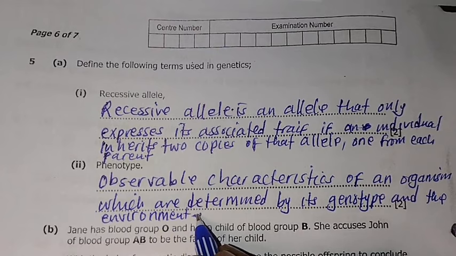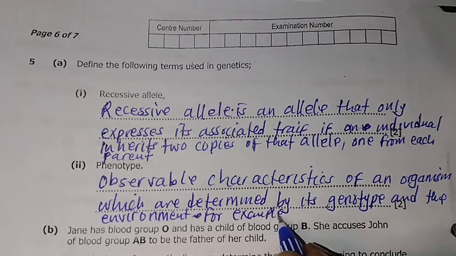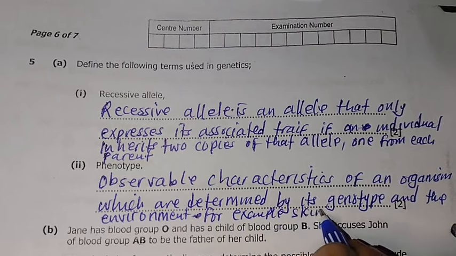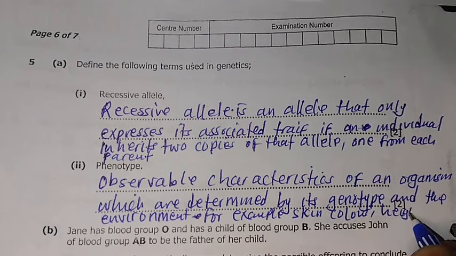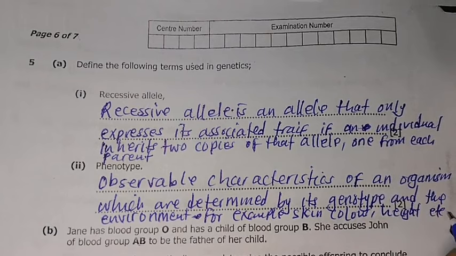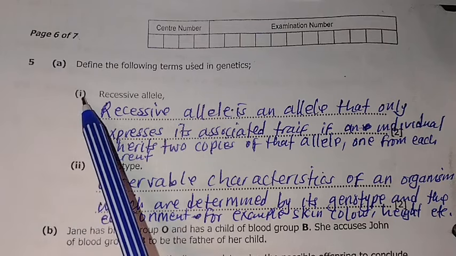You can even put an example, for example, skin color, height, etc. So phenotype are observable characteristics of an organism which are determined by its genotype and the environment. Examples, we are looking at the skin color, we are looking at height, we are looking at the behavior. Okay, so we have answered our question A, 1 and 2.